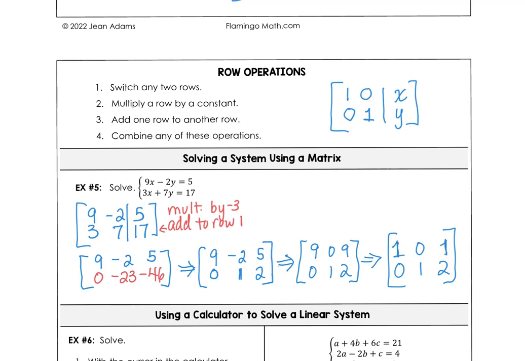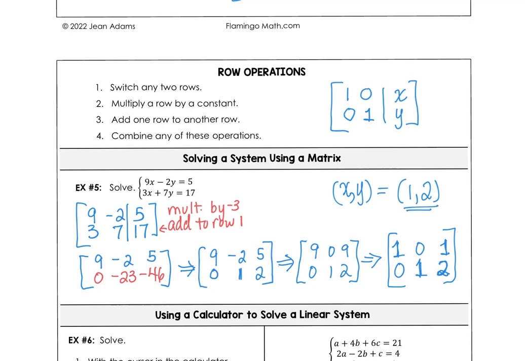X is positive 1 and Y is positive 2. So we found our X, Y intersection for the two lines would be at 1, 2. And how did we do that? First we multiplied row 2 by -3 and we added that to row 1. We replaced that.